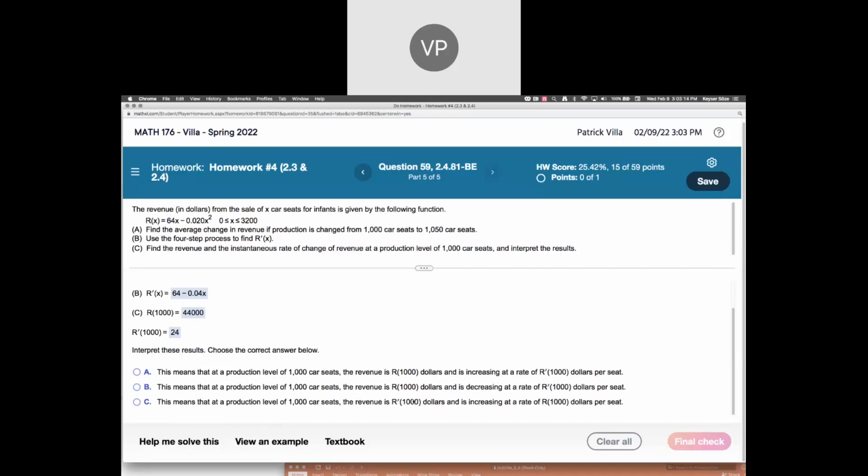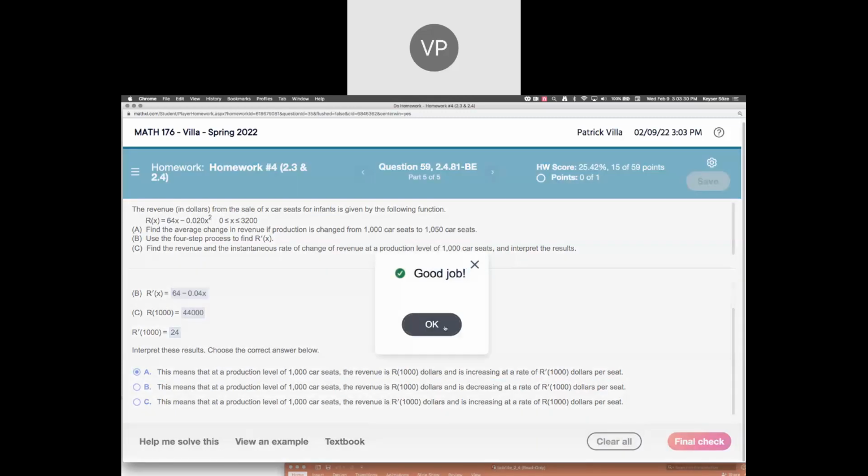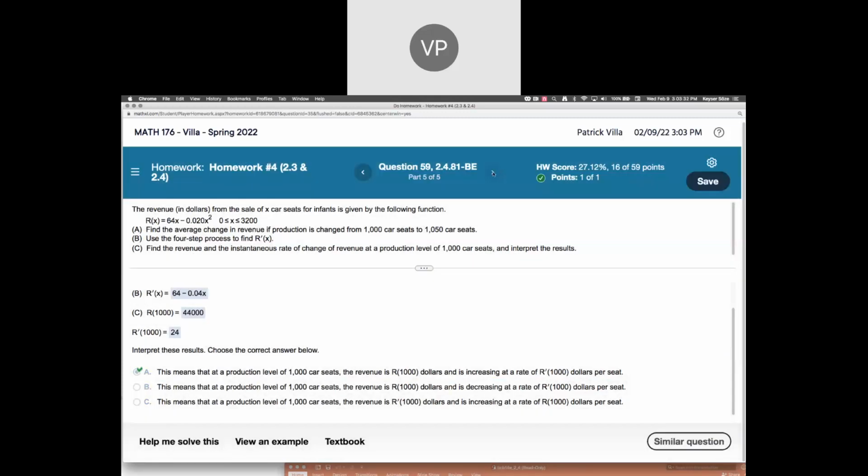Well, it's not $24 because this is, again, how fast it's going up. So you have to distinguish them. The derivative, the prime, is telling you the speed, how fast it's going upward. The R by itself is telling you the actual dollars. So A looks like our best guess, and there we are right there.